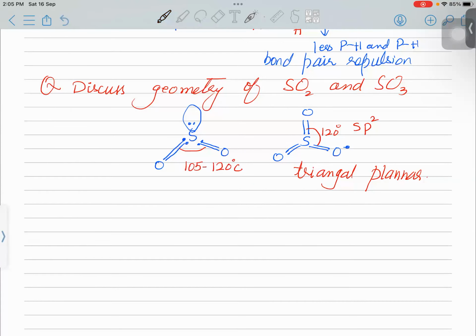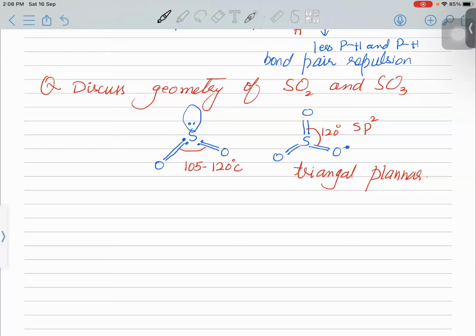Sir, won't it be 117.5, because with one lone pair we'll subtract 2.5? In the marking scheme, the angle is written between 105 and 120. So if I write 117.5, will I get the mark? No. Okay. It's better to write the answer between 105 and 120.